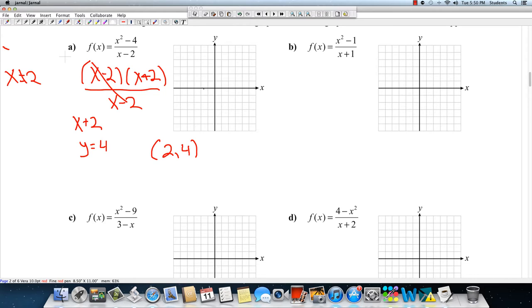So we know our hole is going to be 2 and positive 4, and our graph is going to start at positive 2 here, and it has a slope of 1, so it's going to look like this.